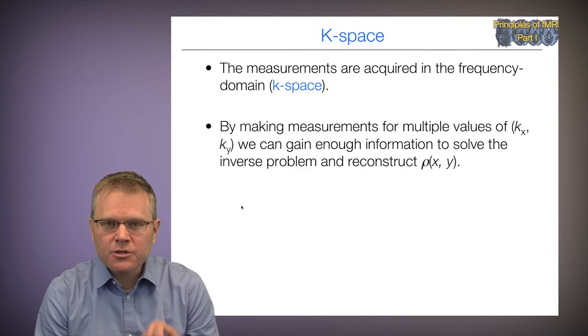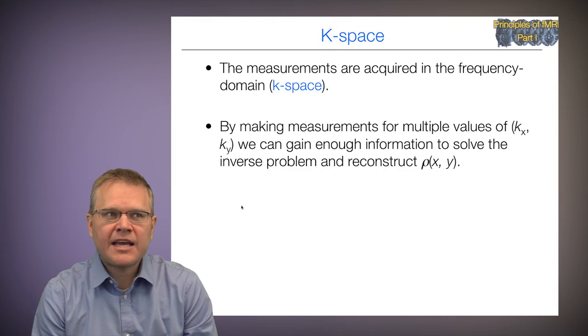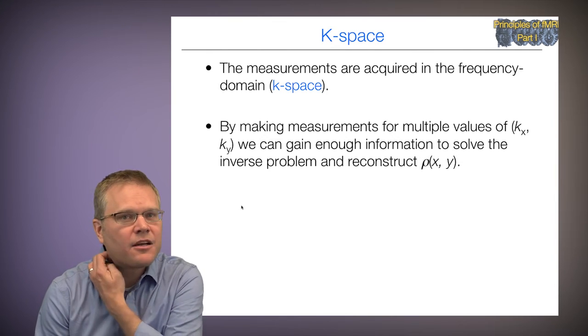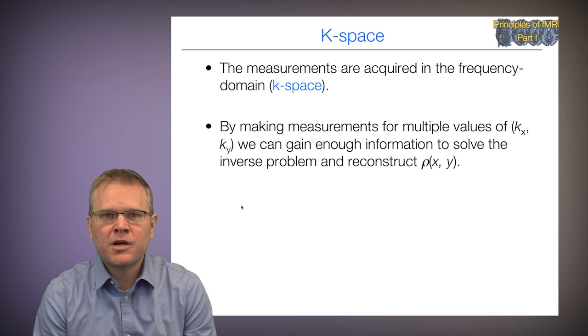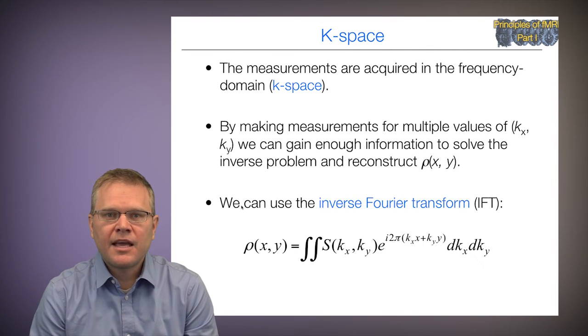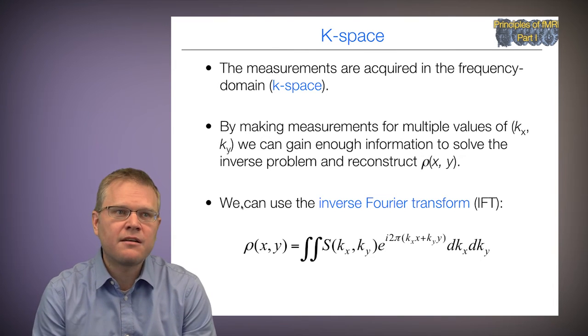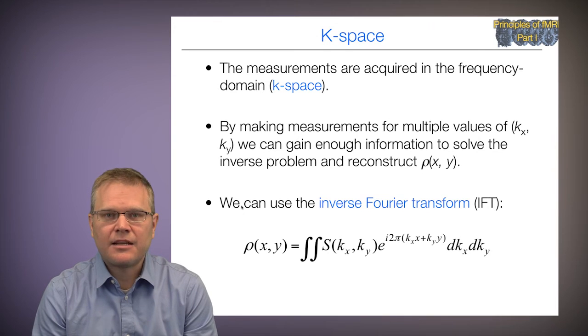Because of this, we can say that the measurements are acquired in the frequency domain, and in MR lingo, this is usually called k-space. So by making measurements for multiple values of kx and ky, we can ultimately gain enough information to solve the inverse problem and reconstruct rho of xy. Once we have enough measurements of S of kx, ky, we can use the inverse Fourier transform and reconstruct rho of xy. And that's the image that we want to get.